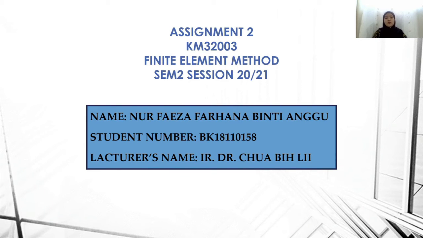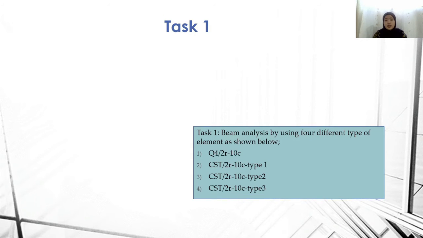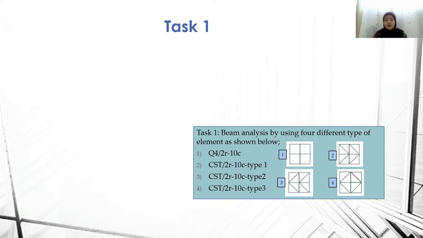Chua Billy. My name is NUR FAEZA FARHANA, and I will present assignment 2 finite element method. There are two tasks in this assignment. The first task is beam analysis by using 4 different types of element. The first one is Q4, 2 row, 10 column. The second one is CST, 2 row, 10 column, type 1. The third one is type 2, and the fourth one is type 3.